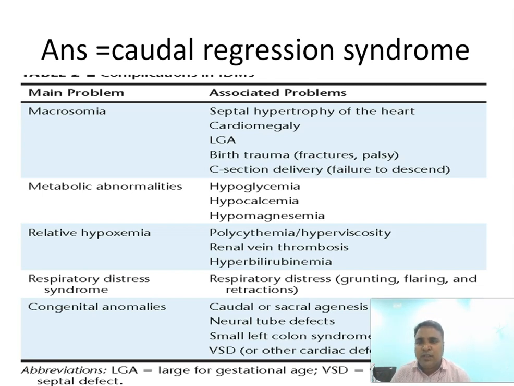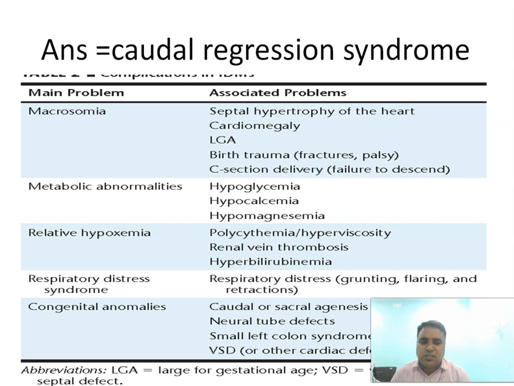Some important notes on what we can get in a baby born to a diabetic mother. We can get macrosomia, metabolic abnormality, hypoxemia, respiratory distress syndrome, and congenital malformation. Macrosomia is associated with septal hypertrophy, cardiomegaly, LGA, birth trauma, and cesarean section delivery because of the macrosomic baby. Metabolic abnormalities are hypoglycemia, hypocalcemia, and hypomagnesemia. Similarly, we can get polycythemia, renal vein thrombosis, and hyperbilirubinemia.